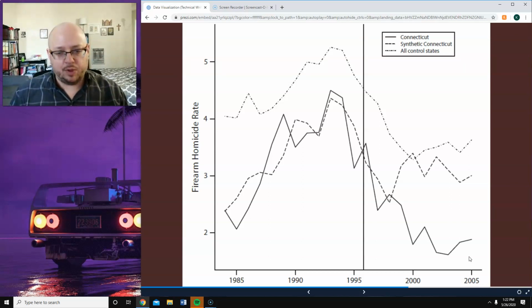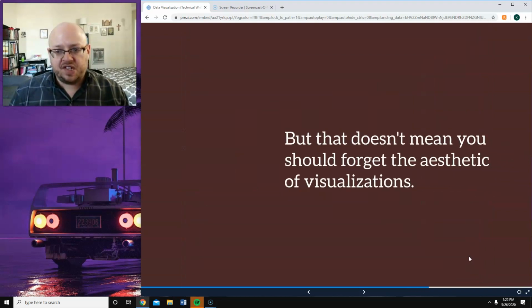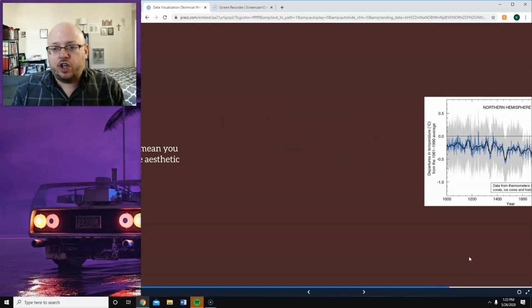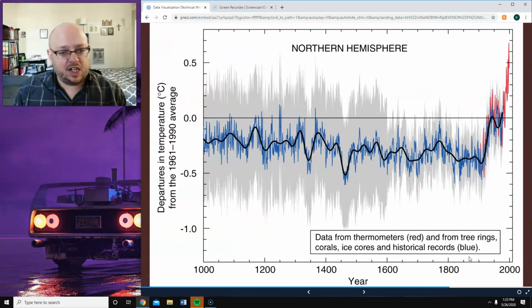They might have required people to produce black and white graphs, but this doesn't always have to be the case, right? You don't have to forget your aesthetic principles when you're putting together pleasant data visualizations. A really good example of that is the famous hockey stick graph that was put together by Michael Mann. I follow him on Twitter, right? Anyways, this is looking at climate change and temperature increase over time, right?